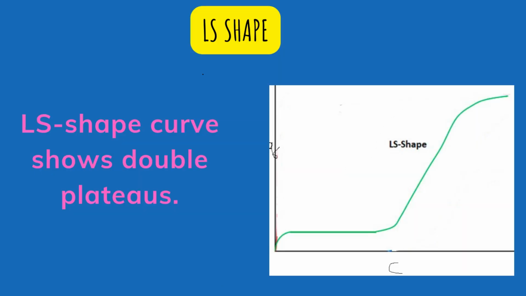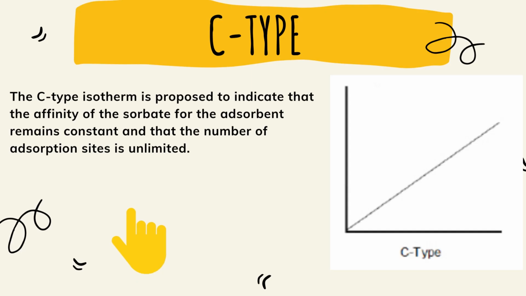Then comes LS shape. It shows a double plateau. Here is a typical example of LS shape isotherm. Then comes C type isotherm, which is proposed to indicate that the affinity of the sorbate for the adsorbent remains constant and that the number of adsorption site is unlimited. Here is a typical example of the shape of C shape.